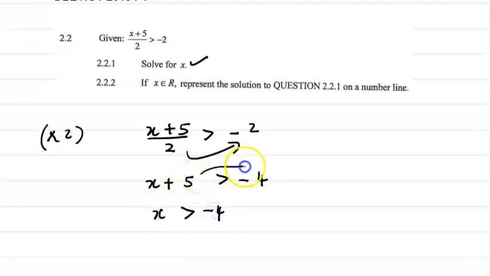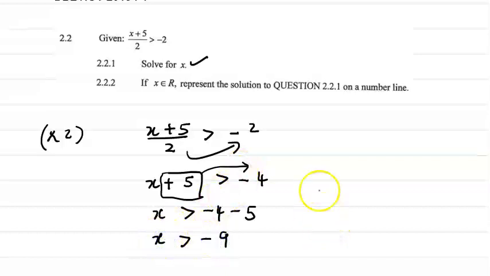Remember, if you move a term across now, it's going to be minus 4, it's going to be minus 5 there. Remember, plus 5, you're moving it over. The sign of that term is going to change. x now is going to be greater than minus 9. Okay, so now you've solved for x. So that's 2.2.1. Now 2.2.2, you want to represent this on a number line.